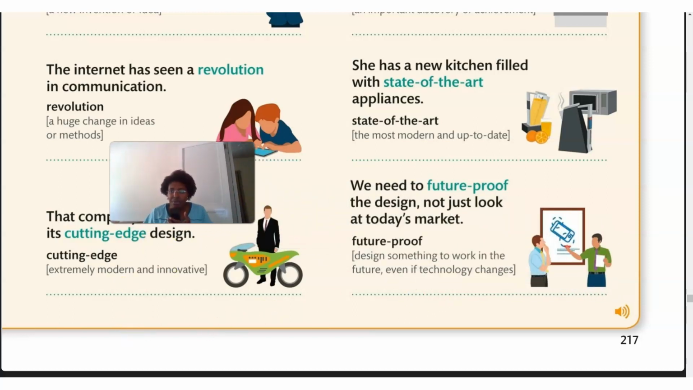We need to future-proof. Again, we see that hyphen. Future-proof the design, not just look at today's market. So future-proof, design something to work in the future, even if technology changes. And that can be very difficult to do. So it's a good example of future-proof something. So it's still relevant today, even in the future. Still going to be relevant. You still want people to buy the product or offer that service.